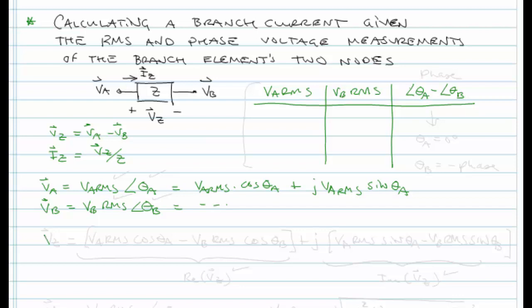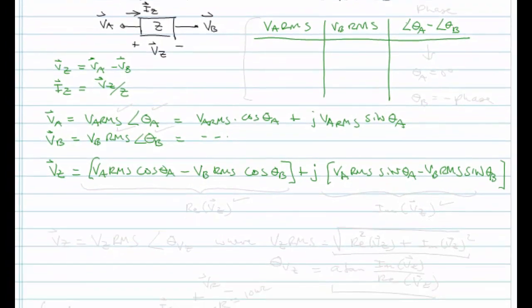So now when we write VZ, we can simply do the differencing in Cartesian form. We have VA RMS cosine theta A minus VB RMS cosine theta B. That's going to be our real part, plus j times VA RMS sine theta A minus VB RMS sine of theta B. This would be in Cartesian form, and of course we want it ultimately in polar form because we want to report the RMS current. So this here will be the real part of VZ, and this would be the imaginary part of VZ.